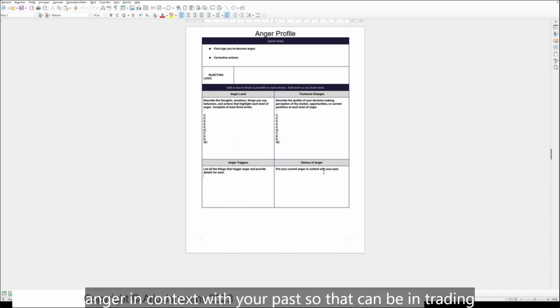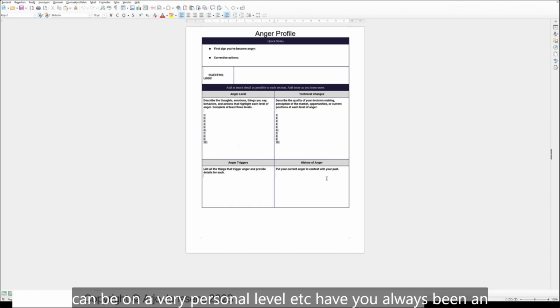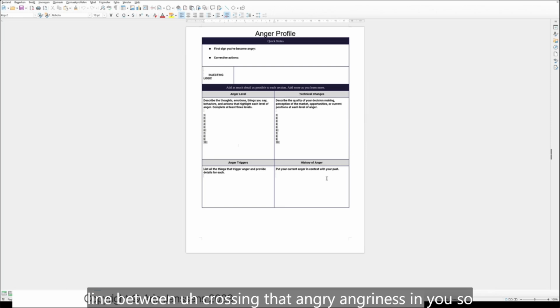So then the last one is history of anger. Put your anger in context with your past. So that can be in trading, can be on a very personal level, etc. Have you always been an angry person or whatever? Have you always had a very thin line between crossing that angriness in you, so where you do get triggered, where you do start to tilt, etc. That is what I want you to think of, just to get a clearer idea. Again, you don't need to share that. You can keep that to yourself, because that is, of course, a very personal part as well. So this is what I want you to go over.